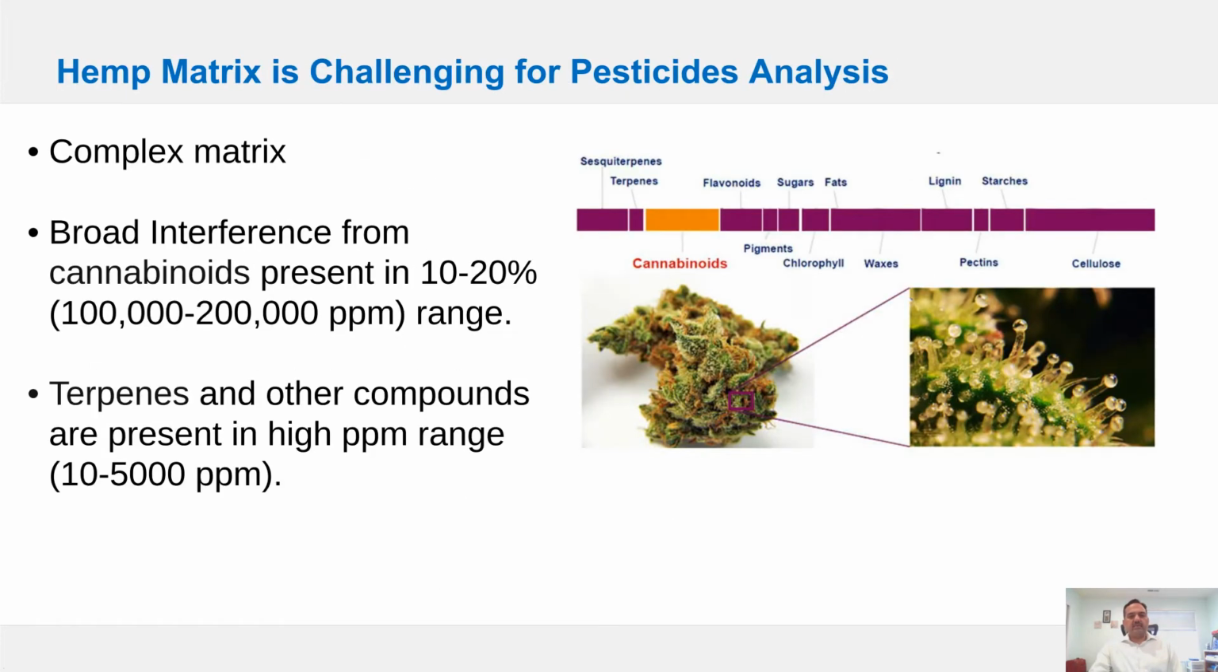So hemp matrix is a very challenging matrix for pesticide analysis. It is a complex matrix. It contains more than 500 different compounds, including more than 100 cannabinoids and 200 terpenes. Some of these cannabinoids and terpenes might be present in ppm to percentage range, and they can get co-extracted with trace level of pesticide during sample preparation method and cause matrix effects or matrix interference when they have same retention time as your pesticide or mycotoxin.